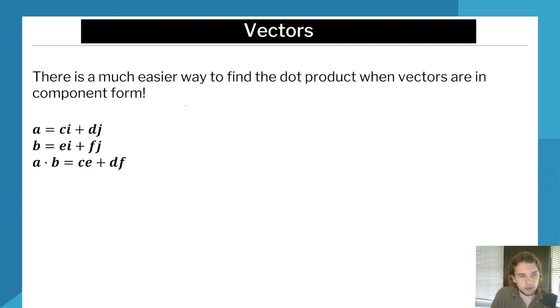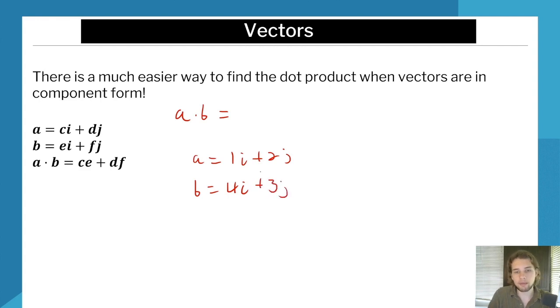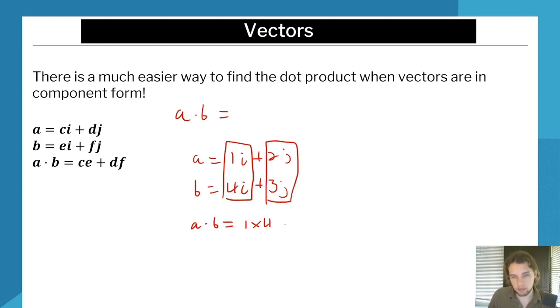So if I want to get the dot product of A and B, I can just multiply each of their components and then add the sum of all that together. So here, let's say A is equal to 1i plus 2j, and B is equal to 4i plus 3j. Then the dot product of A and B we can very quickly find: we just do 1 times 4, that's multiplying these elements, and then 2 times 3, that's multiplying those elements.